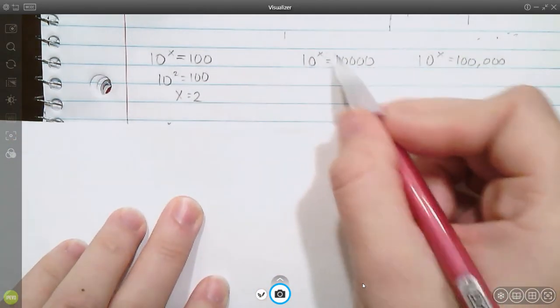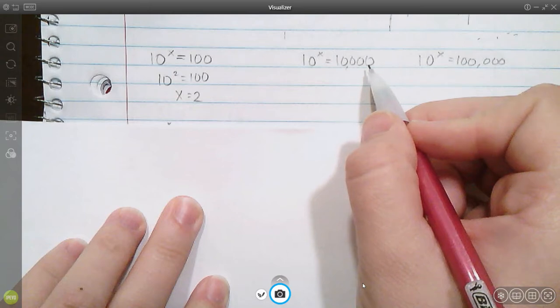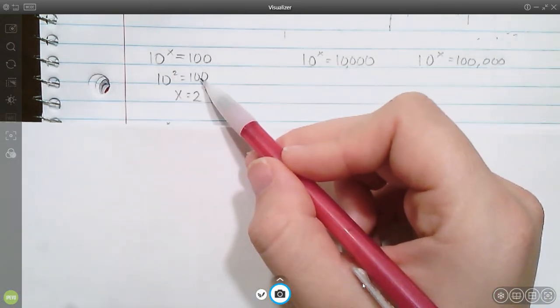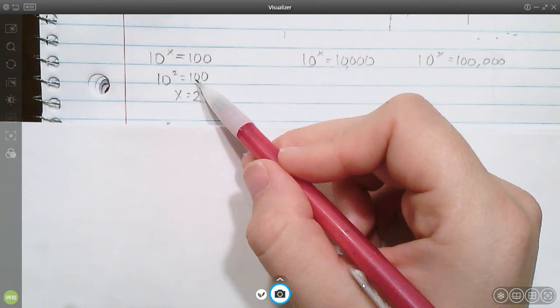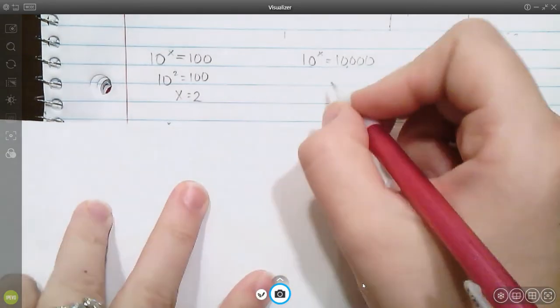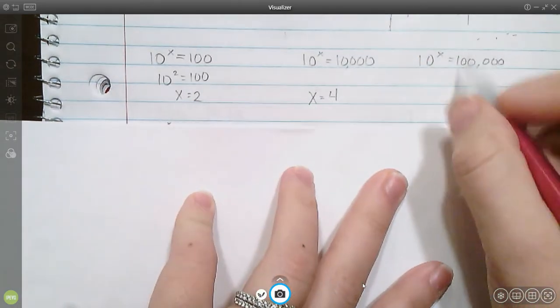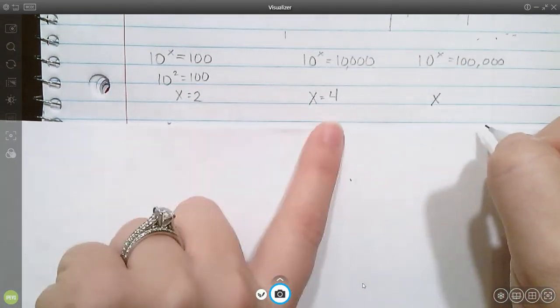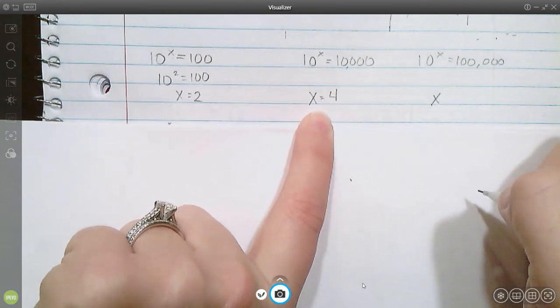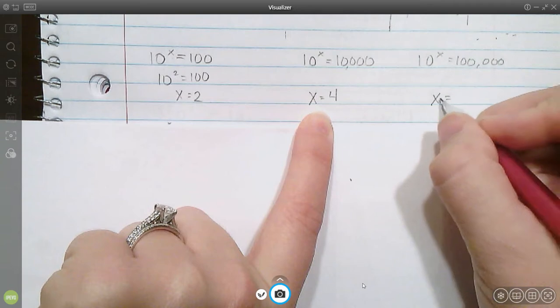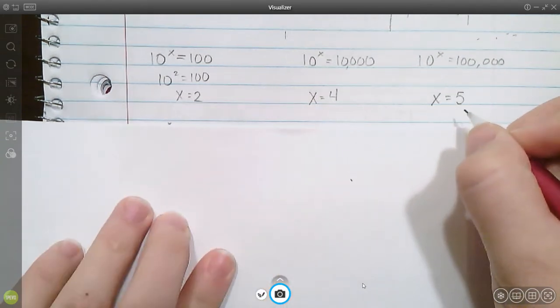Next, 10 to the what gives you 10,000. Well, let's see. 10 squared is 100, so 10 cubed is 1,000. 10 to the fourth is 10,000. So you have x equals 4. And here, if I take this times 10, I will get 100,000. So this is going to be x equals 5.